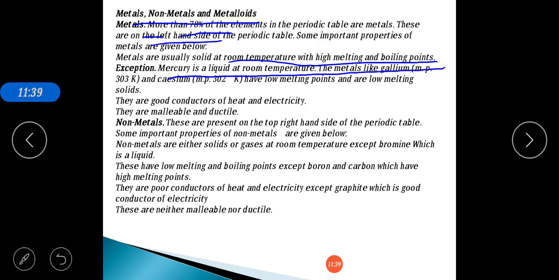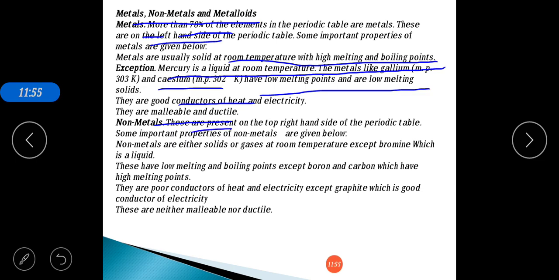Metals like gallium, whose melting point is 303 Kelvin, and cesium, 302 Kelvin, have a low melting point and are low melting solids. They are good conductors of heat and electricity. They are malleable and ductile.